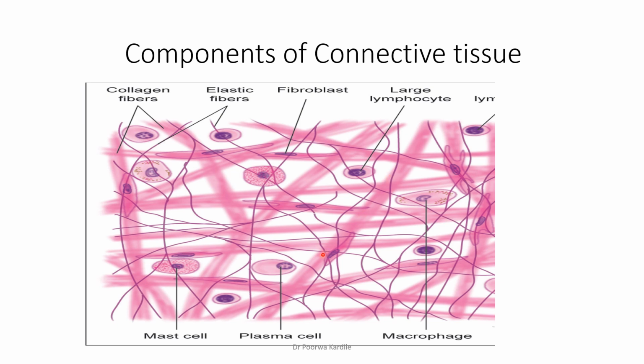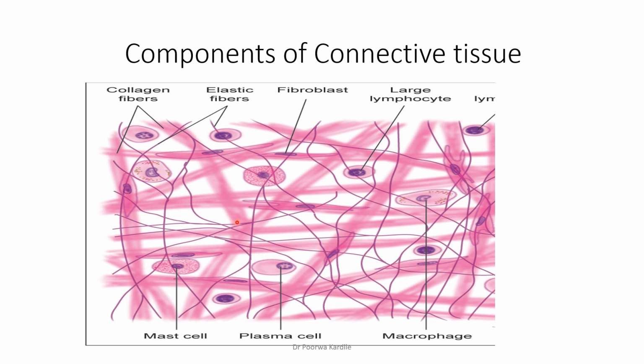Then the second component is the elastic fibers. So you can see these thin black thread-like fibers. These are elastic fibers. Then the third type of fibers are reticular fibers. They cannot be seen by routine H&E staining, and we need silver impregnation to see reticular fibers.